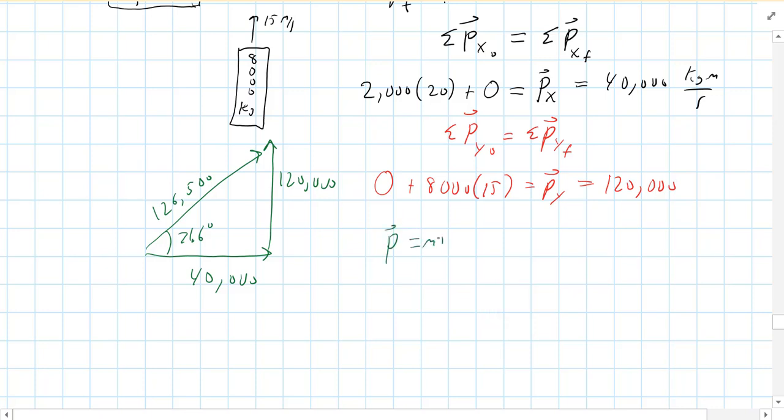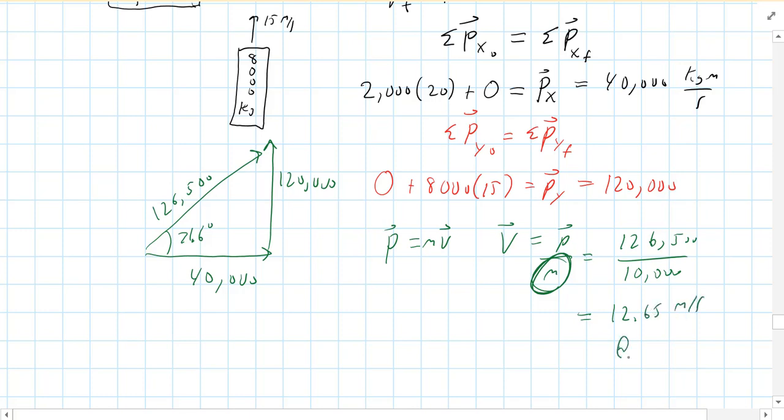Remembering that momentum is mv, v will be momentum over mass, which is 126,500 over the total mass of the two cars. Now they are stuck together, so I have to add their masses together. And 2,000 plus 8,000 is 10,000. And we can do this one without a calculator. You get 12.65 meters per second and it'll be the same angle, 71.6 degrees north of east. Okay, so that's our final velocity of our two-car clump immediately after the collision.